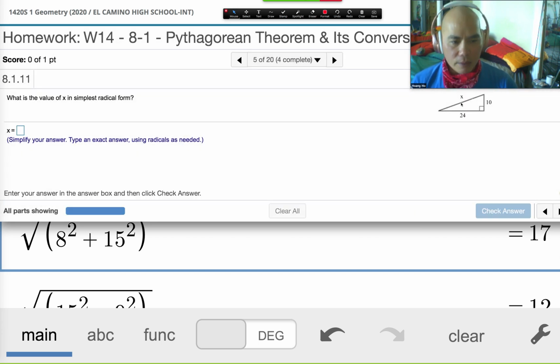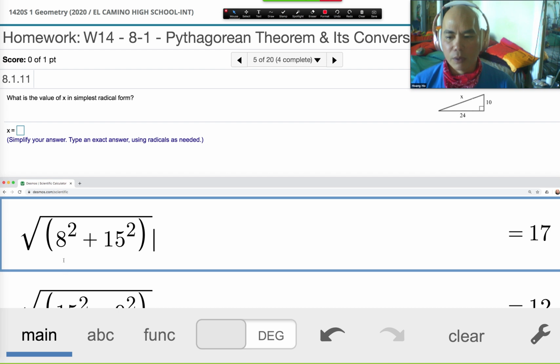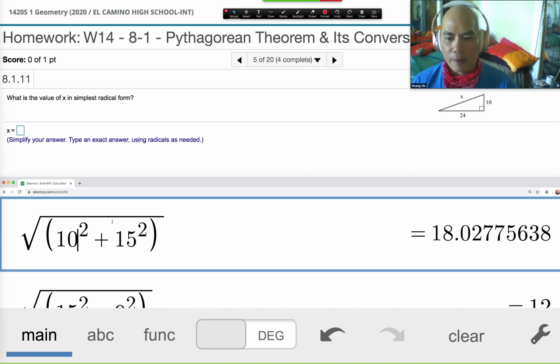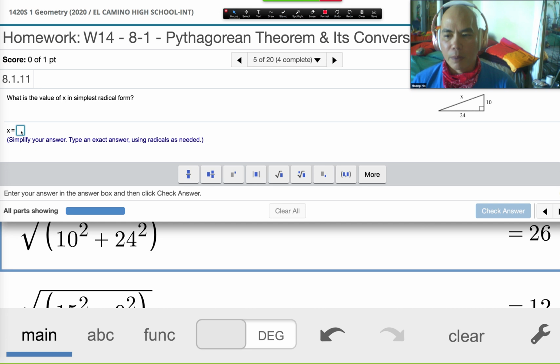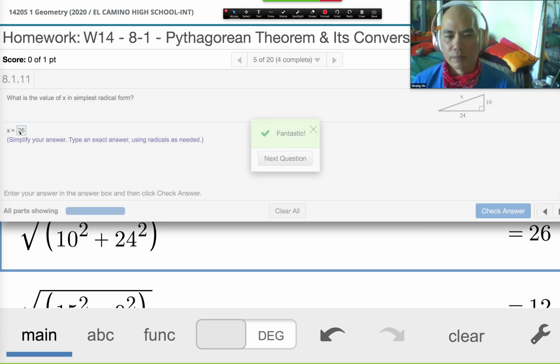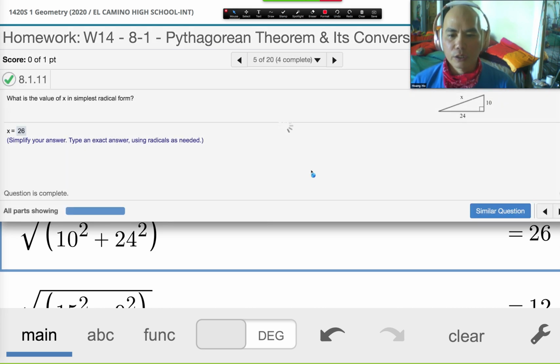The same. You're looking for x, which is the hypotenuse. The two legs are 10 and 24. So I go to my decimal calculator, change this one to 10, and change this leg to 24. I come out with my hypotenuse, 26. All right, next question.